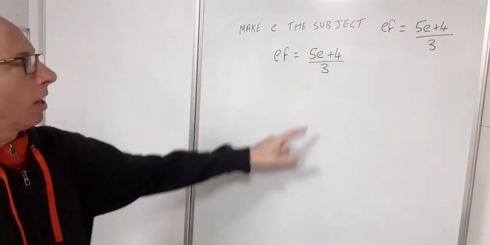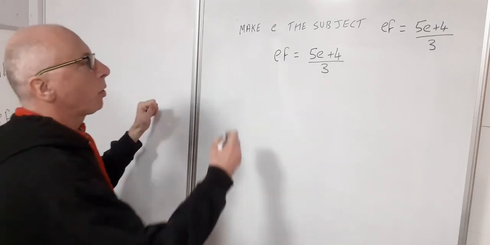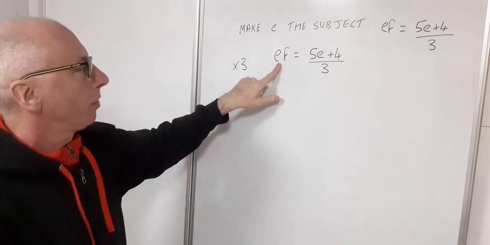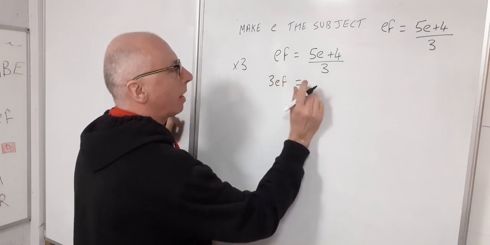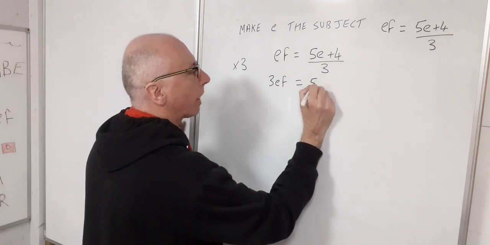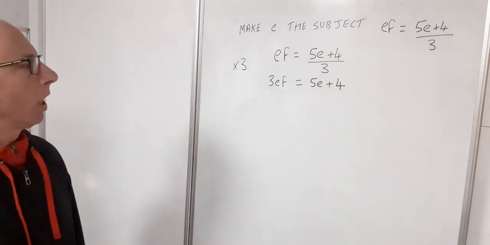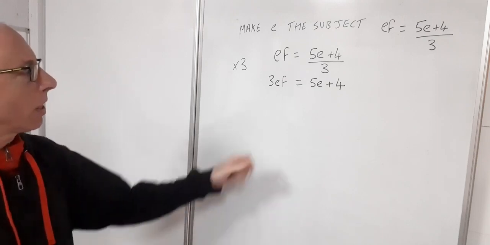So before I can start, let's get rid of this denominator here on the right hand side. So multiply everything through by 3. So 3 times this gives me 3EF. And then multiply this by 3, cancel my denominator as required. That's 5E plus 4.